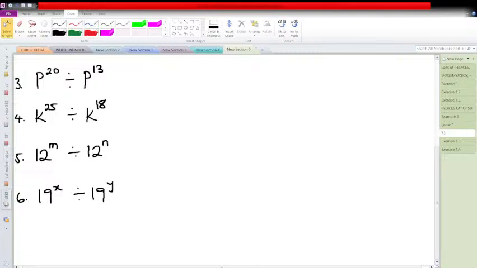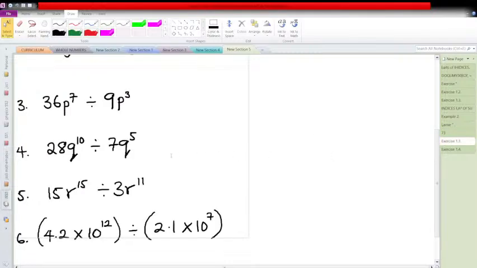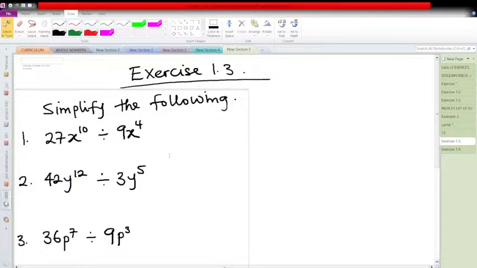That is beautiful, okay? So let's go ahead with the class. Next is exercise 1.3. In this exercise, we are asked to simplify the following. If you observe, you will discover that we have coefficients in this exercise. Coefficients in the sense that not just letters, but we have some numbers in front of them. We refer to that as coefficients.